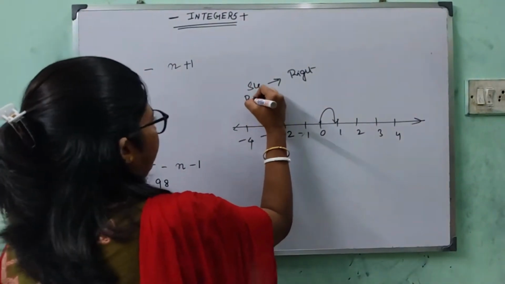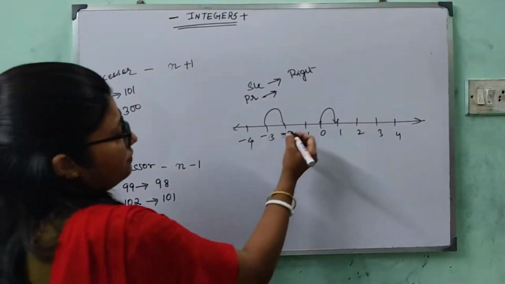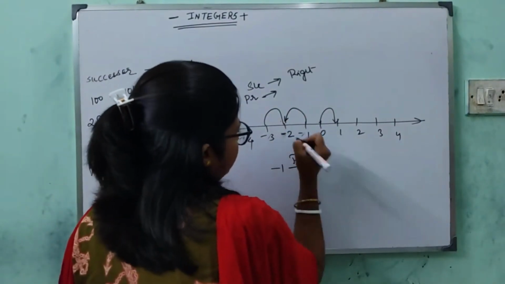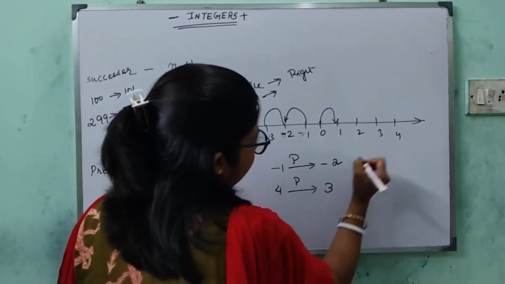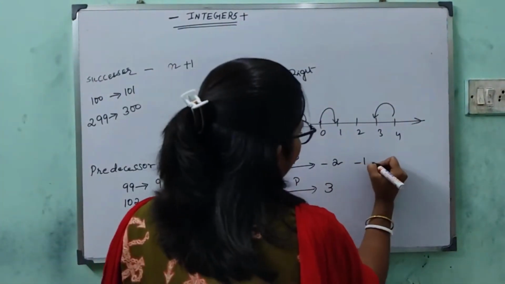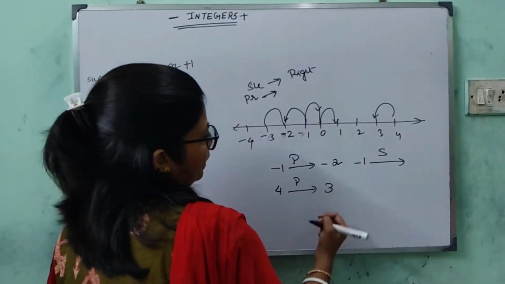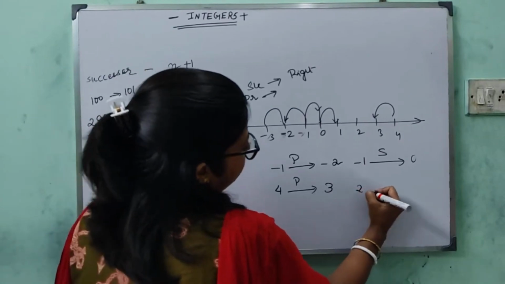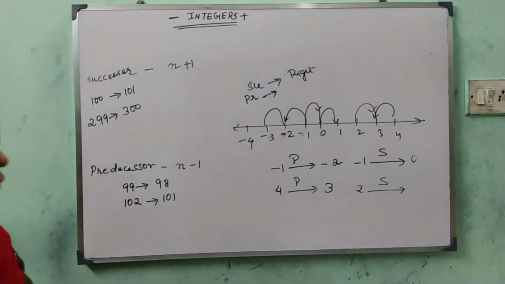And in case of your predecessor, you will see the number lying to the very left of it. That is, if I say minus 1, the predecessor of minus 1 will be the number to the left of it. What is the number left to it? Minus 2. If I say 4, what is the predecessor of 4? That is 3. Now if I say minus 1, what is the successor of minus 1? The number lying to the very right of minus 1 is 0. Suppose I say 2, what is the successor of 2? The number lying very next in the right hand side of 2 is 3.